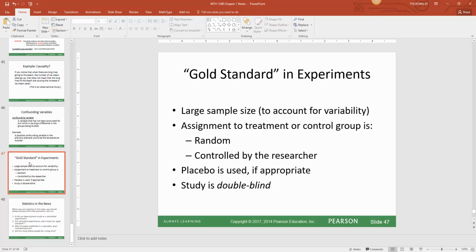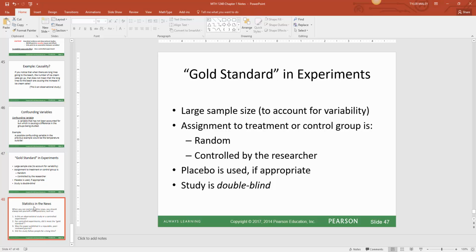Then also, if appropriate, use a placebo, right? Treat both groups the same way, with quotes, if you will, right? So if one group gets a pill, the other group needs to get a pill, although one would be medicine and one would be a sugar pill, right? They might not necessarily both get the same treatment, but it appears, to a third party, to be the same. And then also, having a double-blind study is a gold standard in experiments.